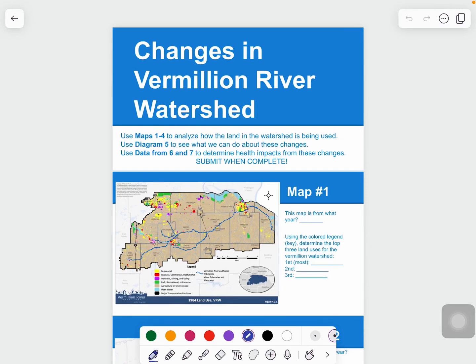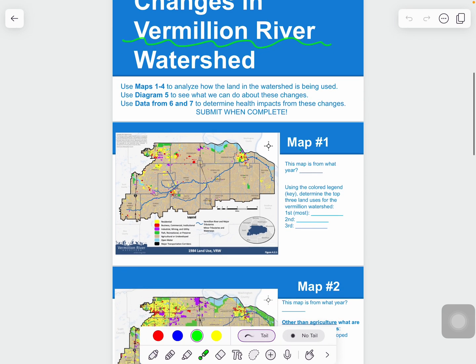All right, let's get rolling on our changes to Vermilion River watershed. Vermilion River is, of course, where we were in Farmington, but we're thinking a little bigger picture, right? Here we have a visual of the entire watershed. So remember, that means any drop of water that lands in this spot will make its way into the Vermilion River, to the Mississippi, and then down to the Gulf.